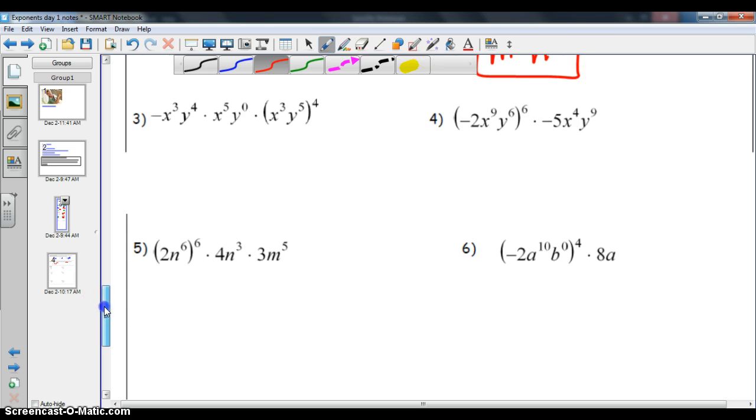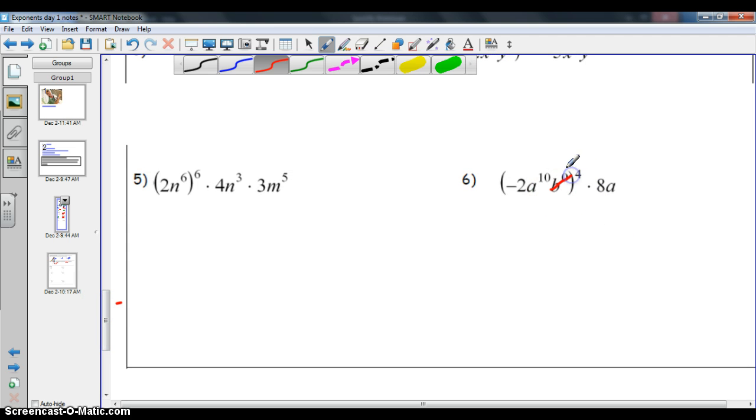All right. Again, cross off anything that you don't need, distribute, and then combine. So negative 2 to the 4th, a to the 40th, and then we have that 8a. So we take negative 2 to the 4th power. So negative 2 to the 4th power is negative 2 times negative 2 times negative 2 times negative 2, which you could just do on your calculator if you can't do that in your head, but it's 16.